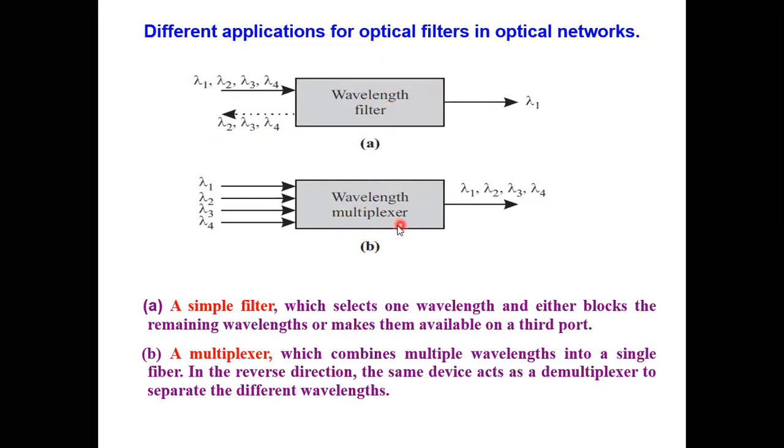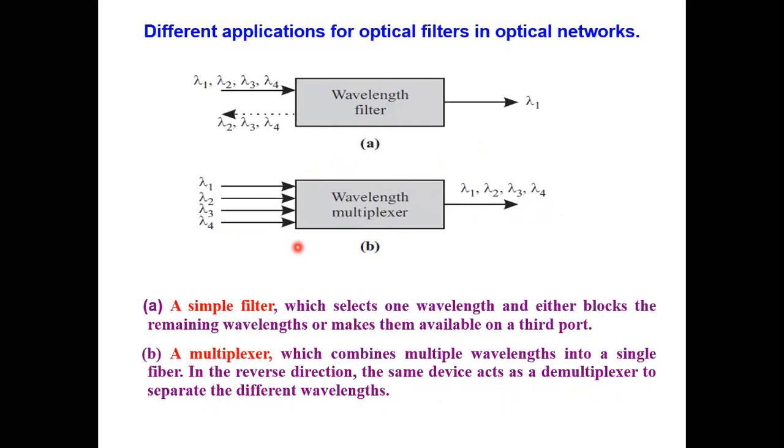Similarly, I have a wavelength multiplexer. So I have incoming wavelengths over here, and this multiplexer is combining those wavelengths, and a single signal is carrying these multiplexed wavelength signal. So if I want to define a simple filter which selects one wavelength and either blocks the remaining wavelength or makes them available on a third port. Similarly, a multiplexer which combines the multiple wavelengths into a single fiber. In the reverse direction, the same device acts as a demultiplexer to separate the different wavelengths. So I can have a wavelength multiplexer. Reversely, if I operate, it can act as a demultiplexer.